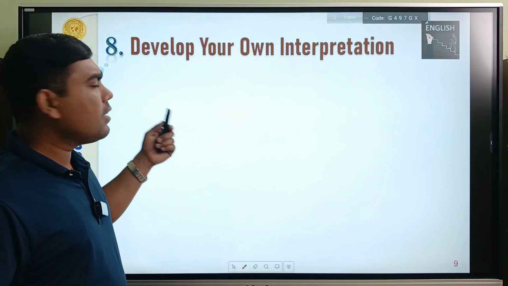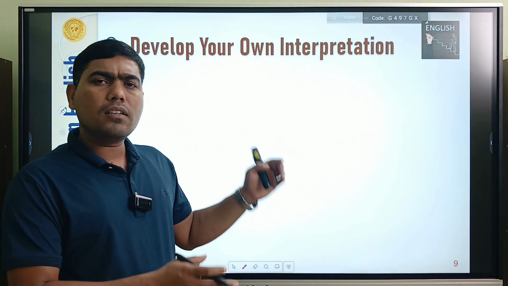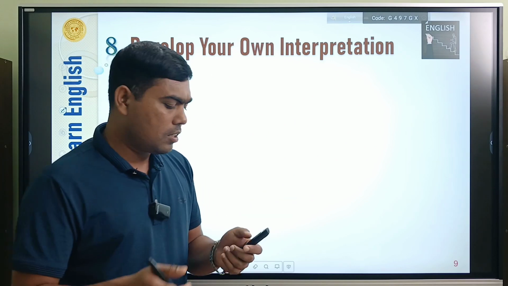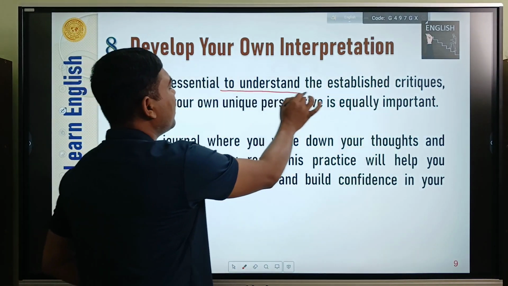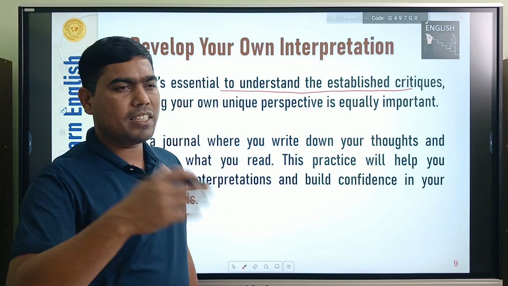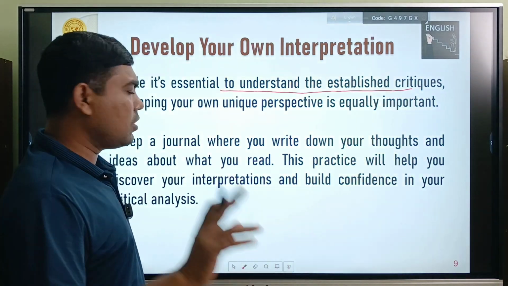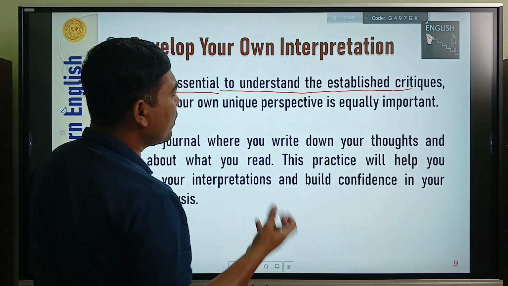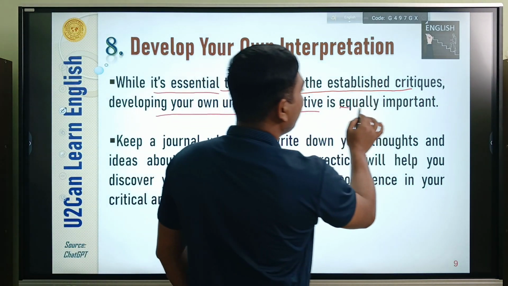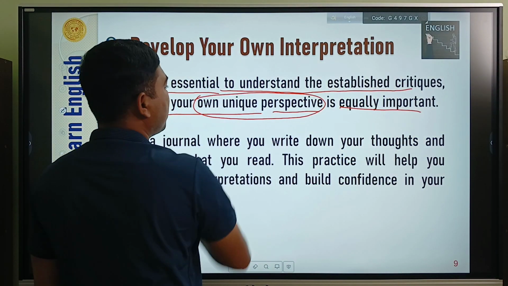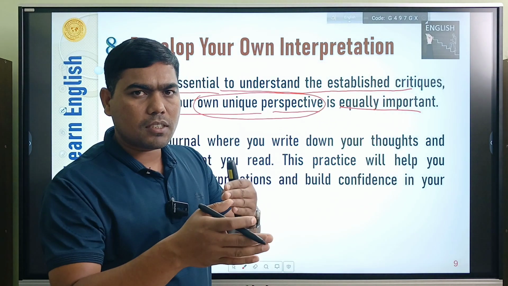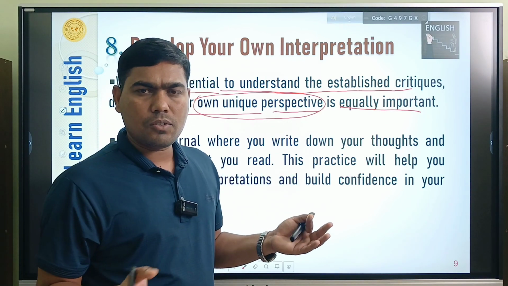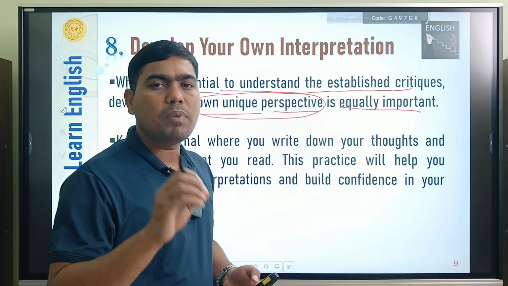Okay. And then in the 8th step, it is said to develop your own interpretation. So I think step by step you have developed your own understanding. You have created your own interpretation of a particular text. So what you should do here, while it's essential to understand the established critics, while you are reading from different sources, okay, you are taking help from different critics, but it is also necessary that you create your own interpretation, your own understanding, because this will give you confidence. Okay, so it is said that while it's essential to understand the established critics, developing your own unique perspective is equally important. So develop your own unique perspective. According to your own perspective, you can have a different interpretation, different meaning, or different theme. So that literary piece can be applicable to your understanding. Okay, so don't be hesitant to create your own idea, to create your own opinion, just depending on the text.